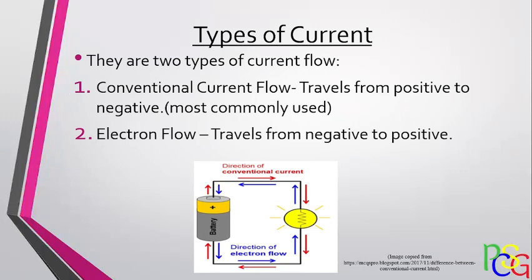That's what we're going to move on to. Now, there are 2 types of current flow. Conventional current flow, right, which travels from positive to negative.